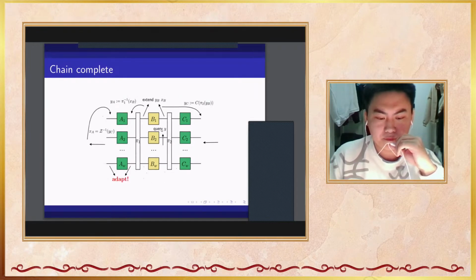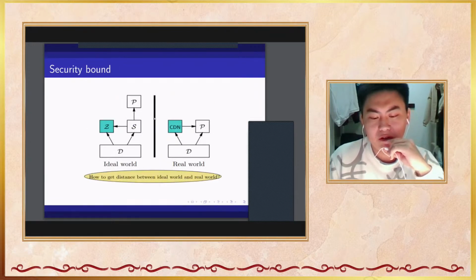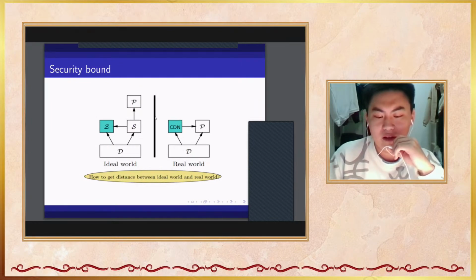If the distinguisher makes the query y, which is one of the outputs of the second layer Xboxes, it is similar to the situation we talked about. We simplified the previous model. Z is the WN-bit random permutation, S is the simulator, and P is the small random permutation with n bits. The most important thing is that we need to find out the distance between the real world and the ideal world.